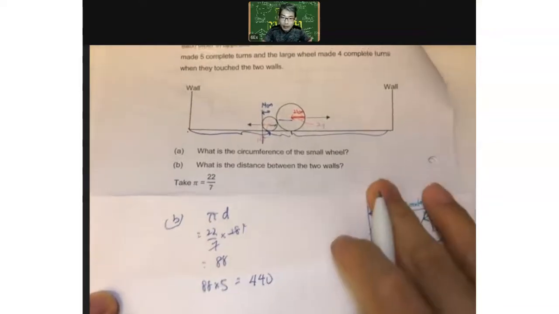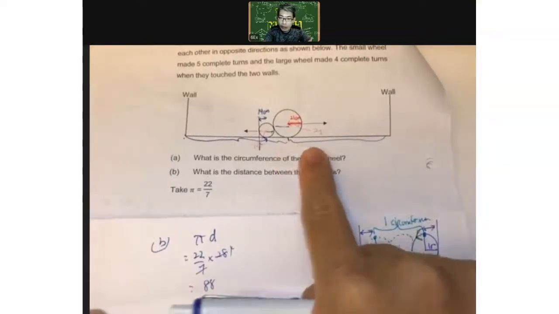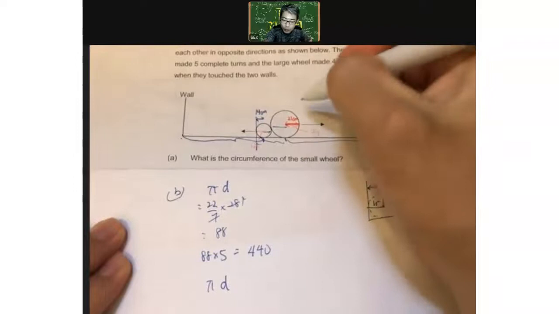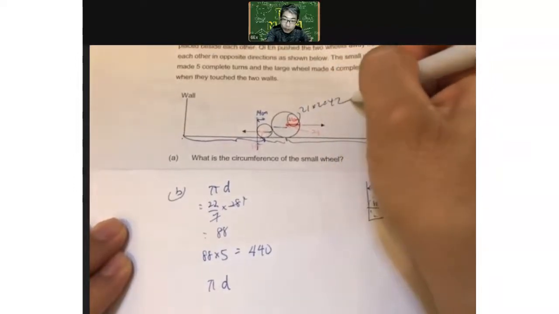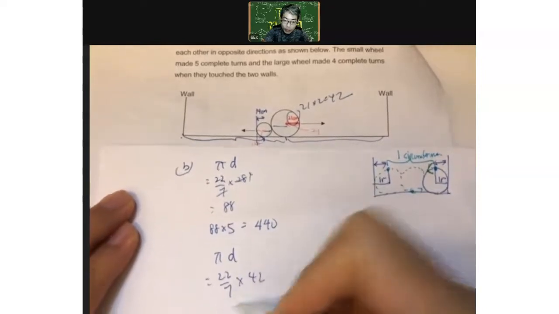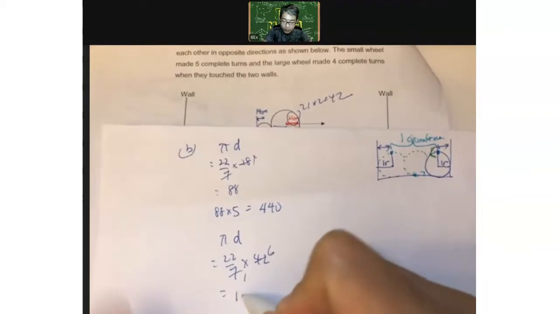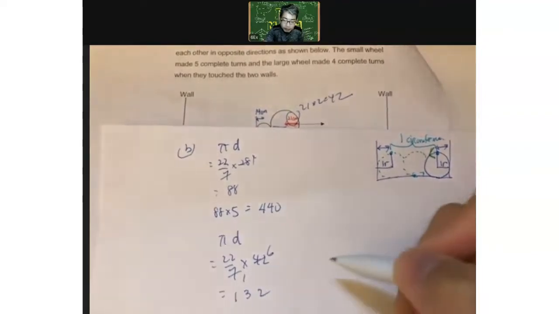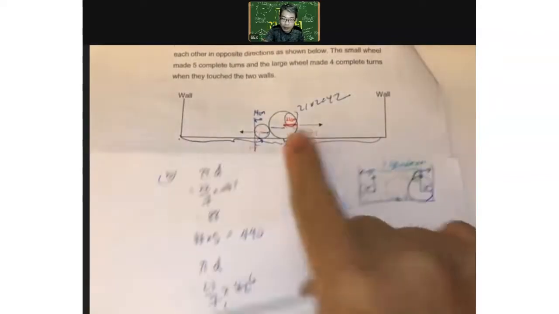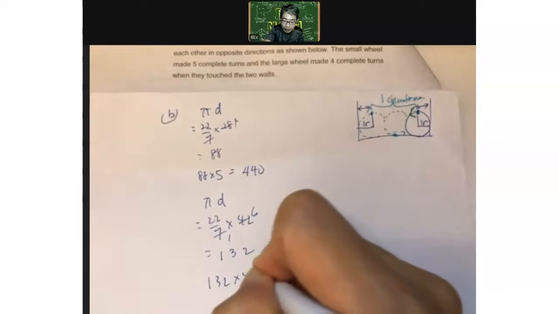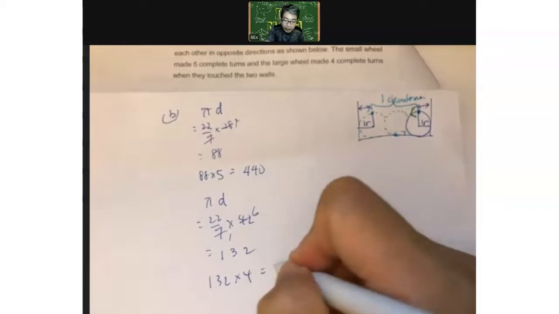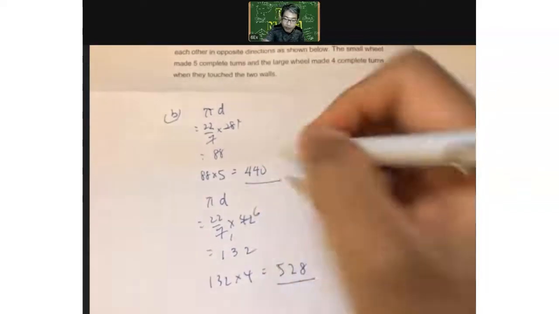Now, next side will be this. The big wheel needs to turn 4 times to this side. For pi times diameter, this big wheel's diameter will be 21 times 2, which is 42. So, pi times 42, and I will get 132. And that's the big wheel making 1 turn. It makes 4 turns. Alright, 132 times 4, I'll have 528. Very important, okay?